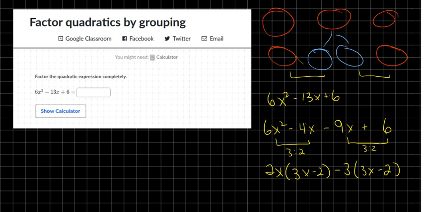Okay, negative 3x times 3x is negative 9x, and negative 3 times negative 2 is 6. So then I'm going to factor out that common factor of 3x minus 2, and I'll have left over 2x minus 3, and I'm going to put that up in there, and I'll get it right.